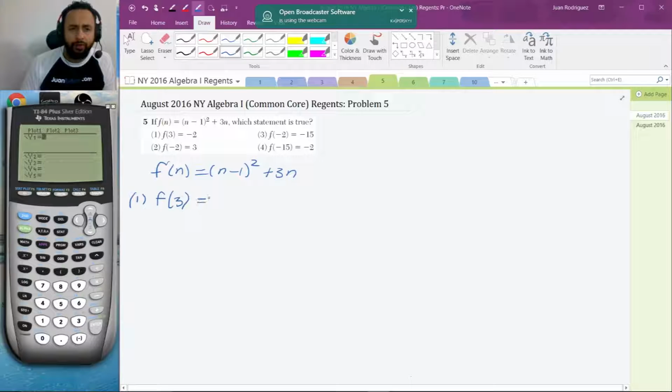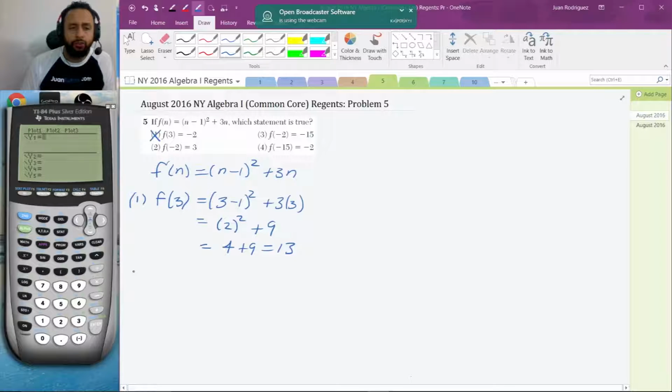So f of 3 is equal to (3 minus 1) squared plus 3 times 3. 3 minus 1 is 2, squared, plus 3 times 3 is 9. I could already tell that I'm wrong because the answer is a negative number. 2 squared is 4, plus 9 is 13. It had to be a positive number because these two numbers are positive, so choice 1 is wrong.